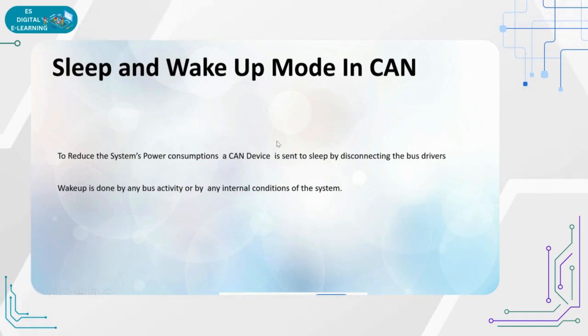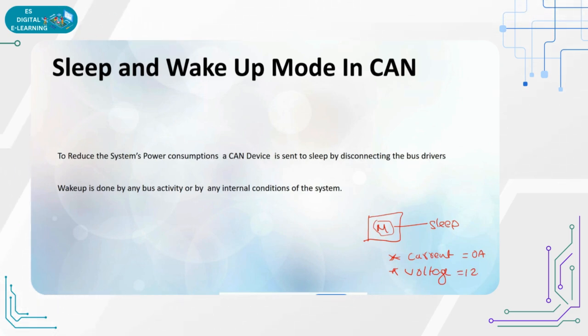Here, when it is in the sleeping state, listen carefully. When the controller is in sleep state, whatever the components inside the controller, it won't consume more power, meaning the current will be zero always. The voltage you are supplying is 12 volts, but the current is 0 amps when it is in sleep state.